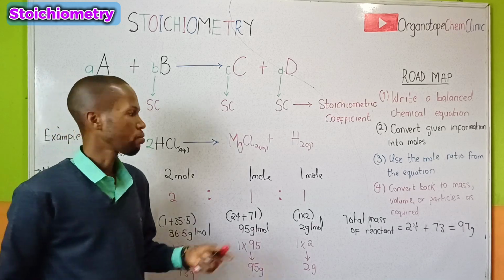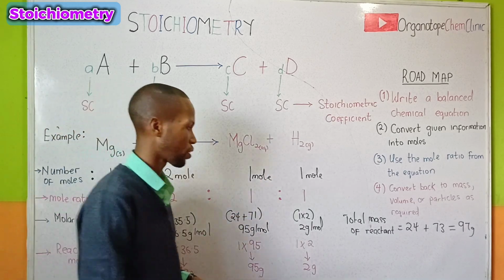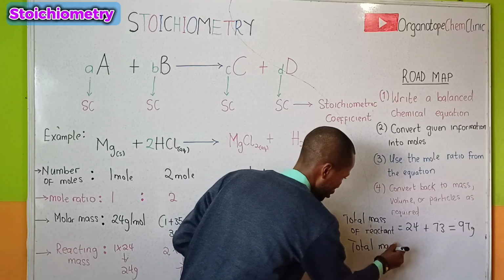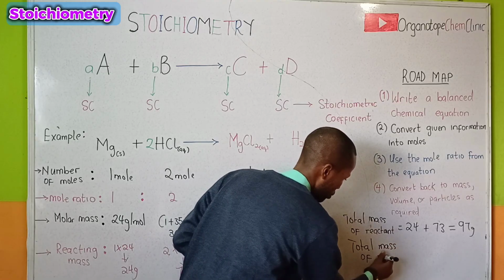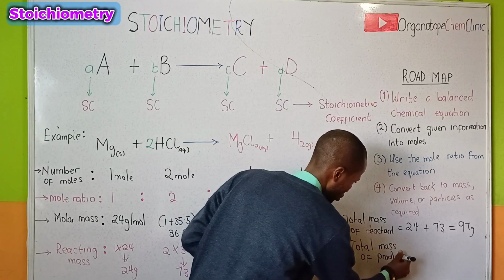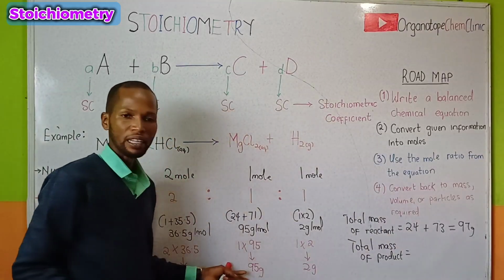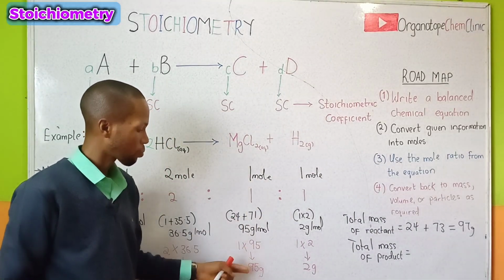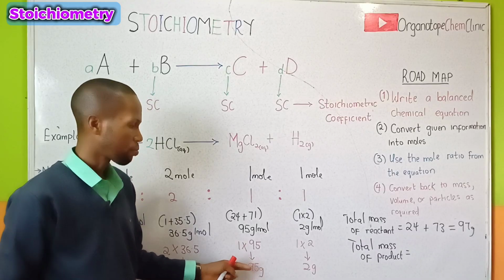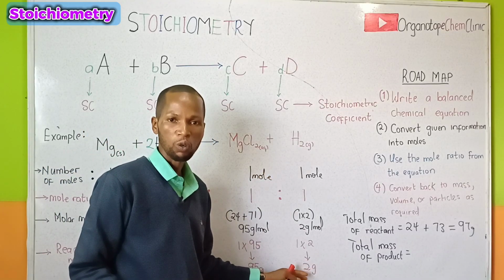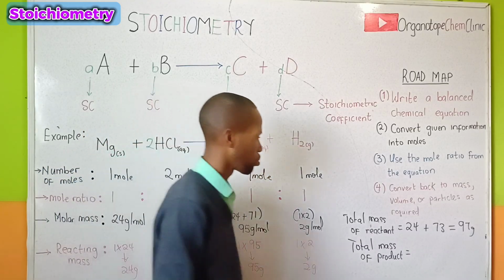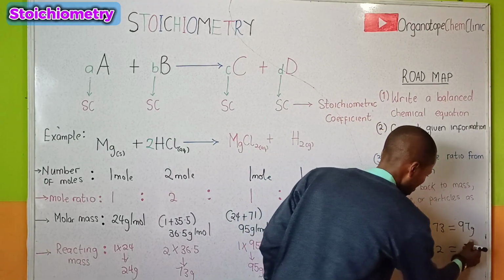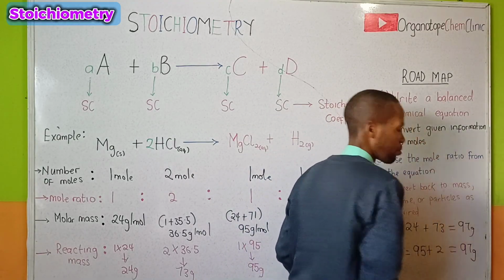Let us confirm for the product particle as well. Total mass of products. Can we look at the reacting masses together? We have magnesium chloride 95 grams and the hydrogen molecule 2 grams. So 95 plus 2. 95 plus 2 will give us 97 grams. Okay?